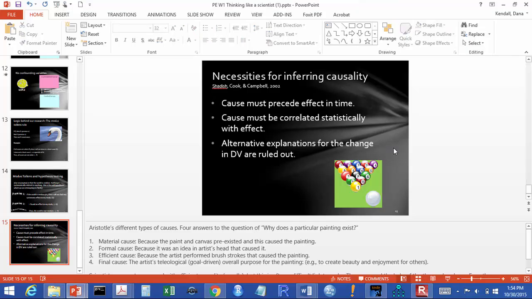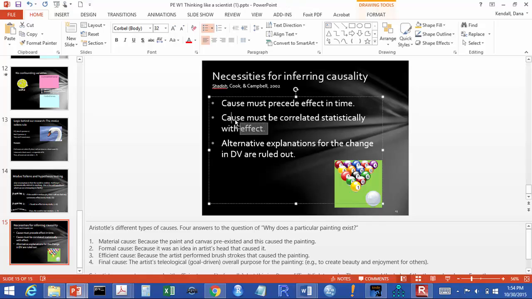Okay, so these are the three. Just a quick side note, cause must be correlated with the effect. Oops, I didn't mean to move that. Okay, so the second one in this list, there is some new thinking around this, that this does not necessarily have to hold up for causation to hold up. However, I don't want you to worry too much about that because it's a little technical.